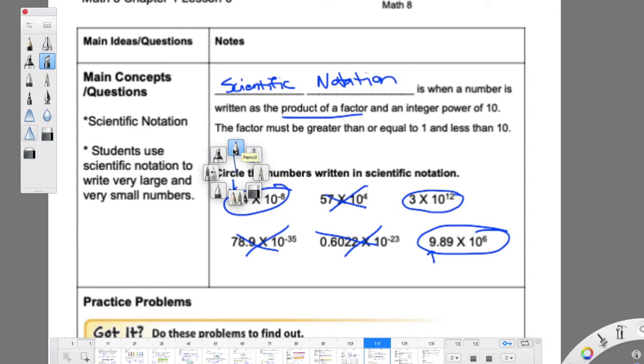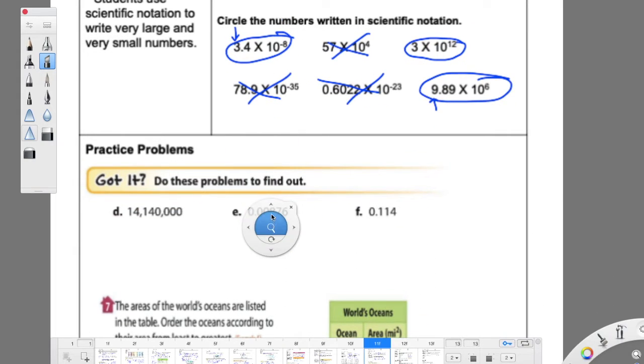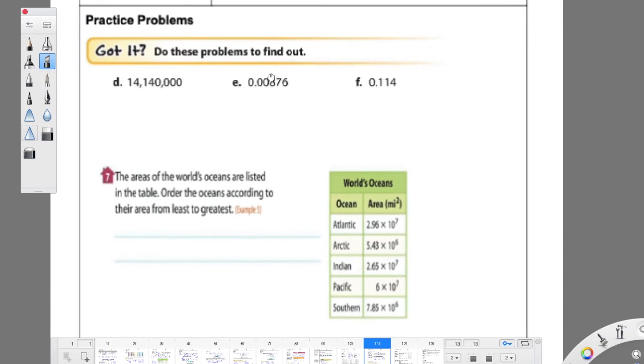All right. Oh, I keep forgetting that changed. Okay.